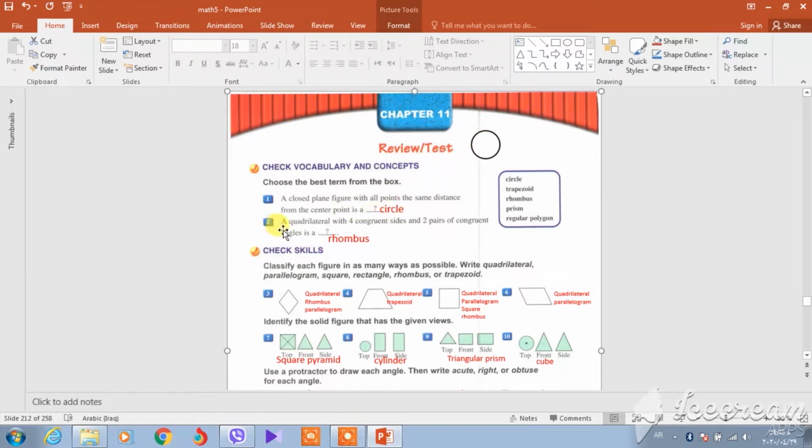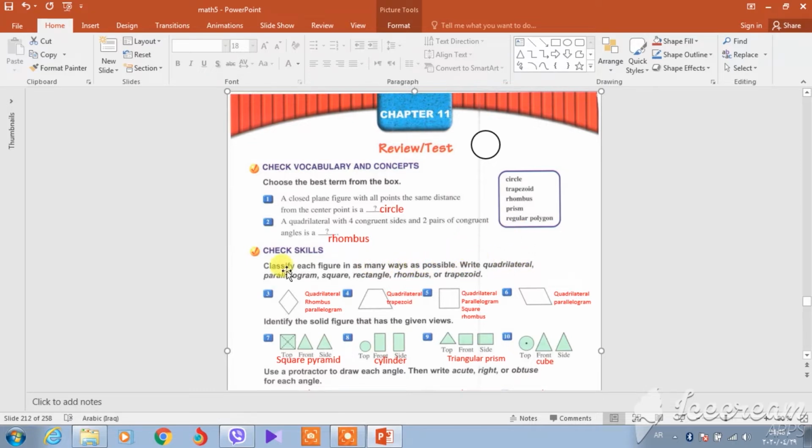If we look at question 2, a quadrilateral with 4 congruent sides and 2 pairs of congruent angles. Which type of quadrilateral is this, students? This is a rhombus. And question 3 says, classify each figure in as many ways as possible.